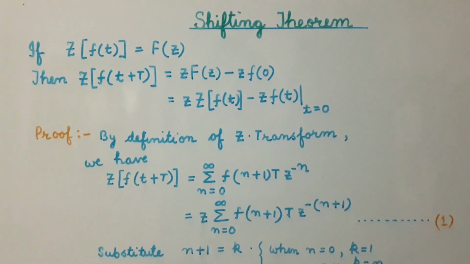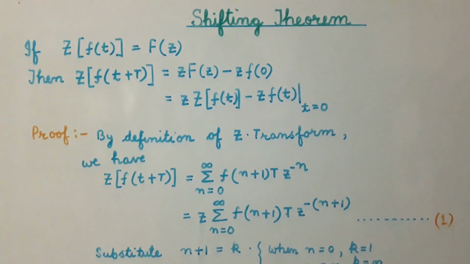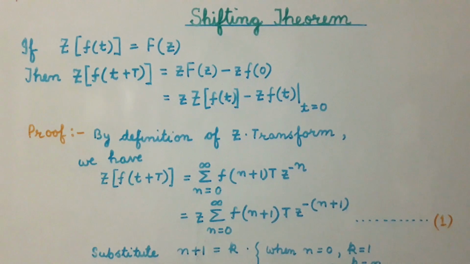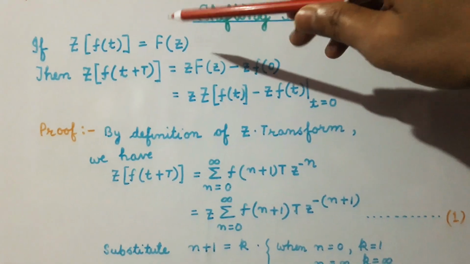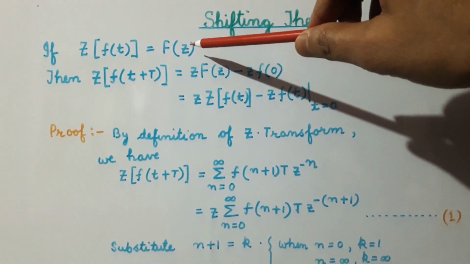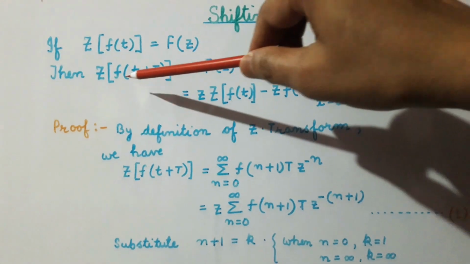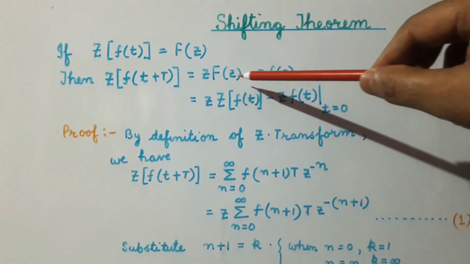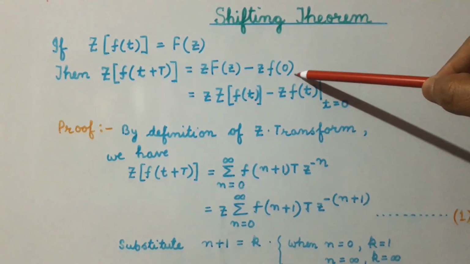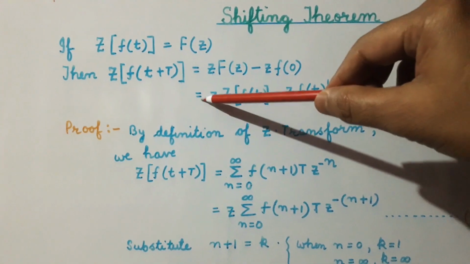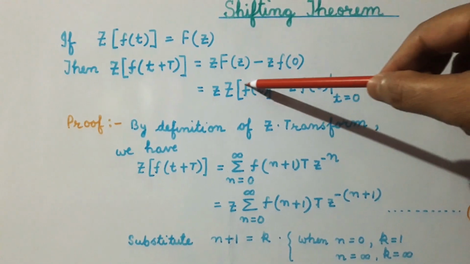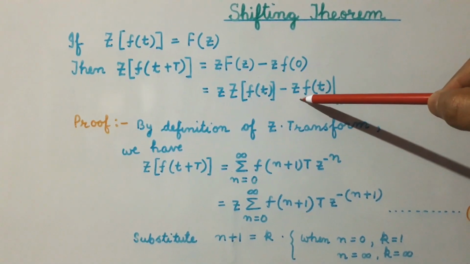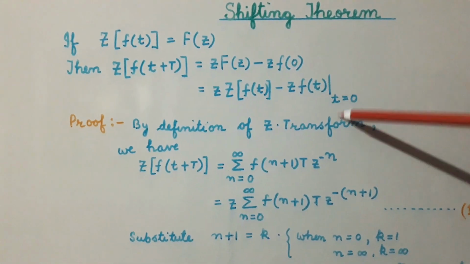In this presentation, we will discuss the shifting theorem in z transformation. This theorem states that if the z transform of f(t) is F(z), then the z transform of f(t+T) will be equal to zF(z) minus zf(0), which will be equal to z times the z transform of the function f(t) minus z times the function f(t) at t equal to 0.